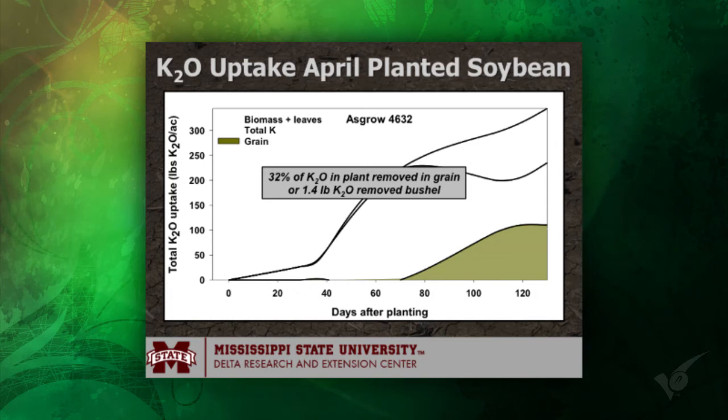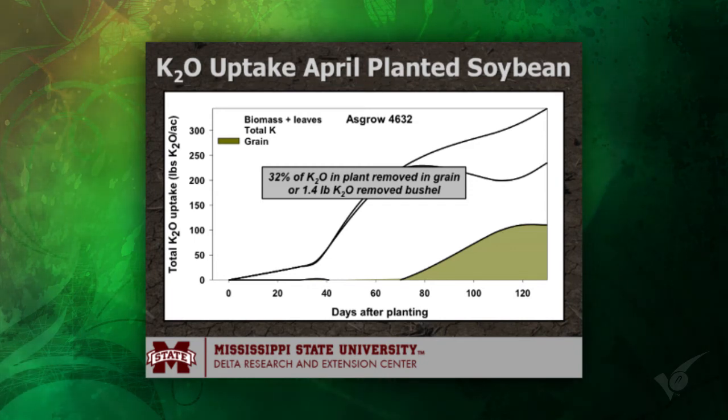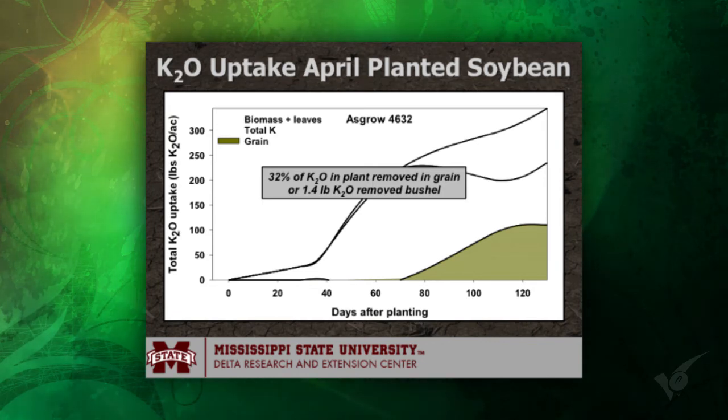So although only 32% of the total K2O that was taken up in the soybean plant was removed in the grain, we're removing approximately 1.4 pounds per bushel. Okay, so you do the math on an 80 bushel crop, that's what these April planted beans were. It's a pretty significant amount taken out.